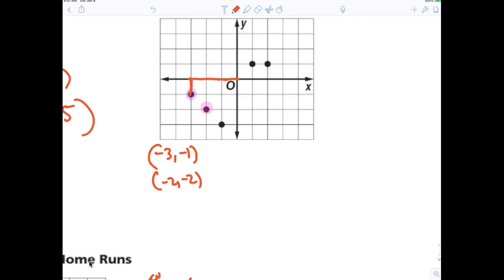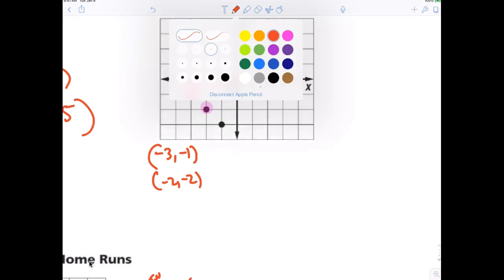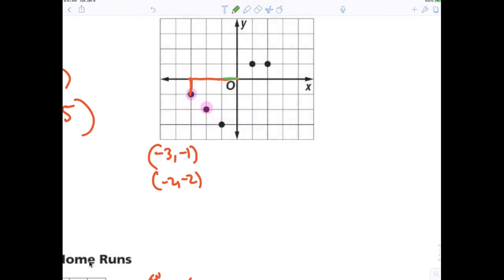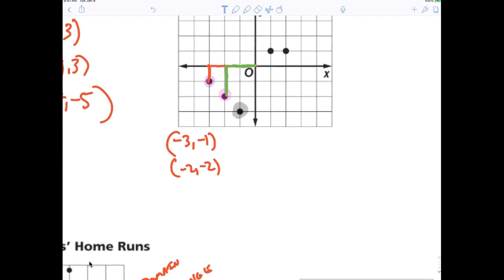Agreed? Why was it 2? Because I counted over 2 spaces. And for y, why is it -2? Because I went down 2. 1, 2. Right, so what's this point going to be right here? Why don't you tell me what this point is? That's -1 and -2. Wow. See? That's what I'm saying.